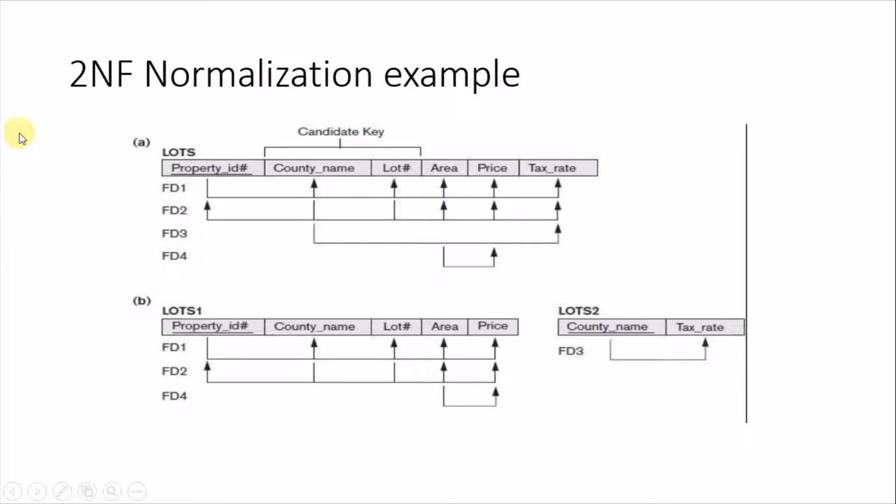So we make county name and tax rate a separate relation, and county name is made the primary key of that particular relation. Now this non-prime attribute depends on the key of this relation. So now these two, loads 1 and loads 2, are in 2NF.